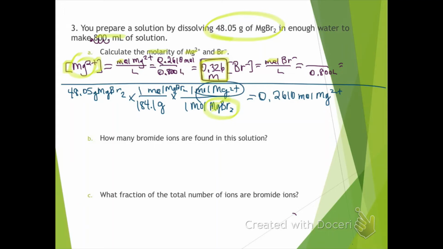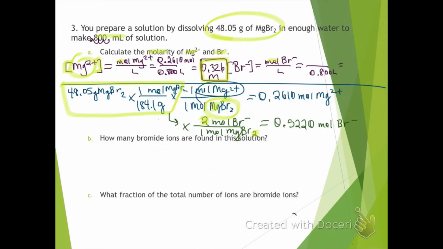Well, we're still going to be starting with the same grams of MgBr2 to get to moles of the MgBr2, but now I don't want to go to moles of magnesium, I need to go to my moles of bromide. For 1 mole of MgBr2, now we have 2 bromides for each MgBr2 piece. Means we're going to need our 2 moles of Br minus up top there. So when we go ahead and solve this one out now, we're going to end up with 0.5220 moles of Br minus.